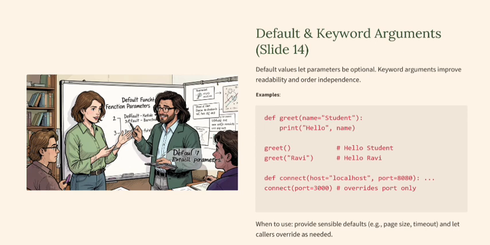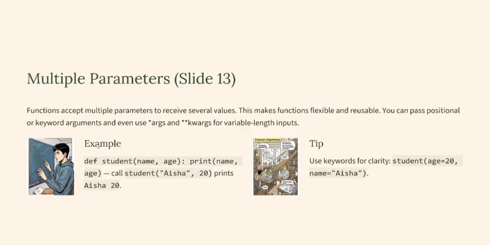When there are many parameters, keyword arguments improve readability. For example, student age is equal to 20, name is equal to Aisha. Here we clearly specify which value belongs to which parameter. The order does not matter. This makes large programs easier to maintain.